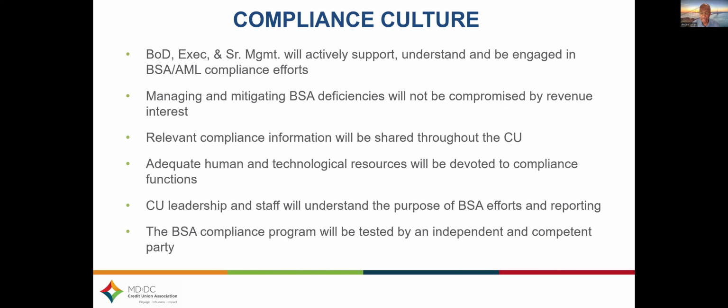This is a policy statement. This should be part of your policy. This language should be in your policy. Understand this, and all these bullet points are very important, but the one that I like the best is the second bullet point: managing and mitigating BSA deficiencies will not be compromised by revenue interest. Okay, but look at your BSA policy. Here's the language. Make sure it's in the early stages of your BSA policy, somewhere in the beginning of the policy. That is a compliance culture.